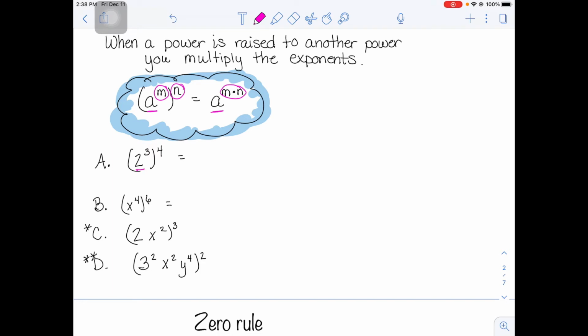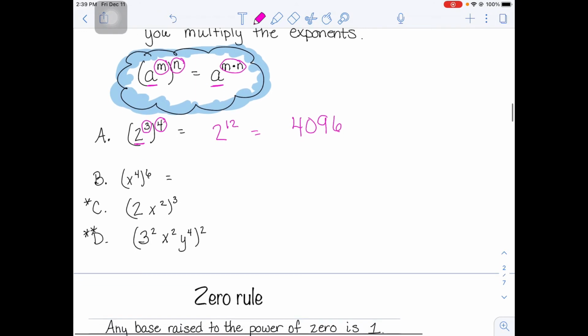So we have 2, so that's our base. That's what's being raised, so we keep that. And we have 3 times 4 is 12. We would then simplify this down: 2 to the 12th power, and you could do that with your calculator, if you didn't remember what those were, because that's not one in our list. We only do 2 to the 10th power. We have 4,096.